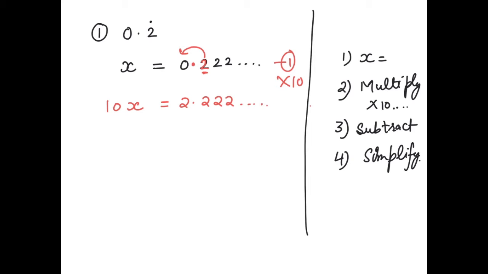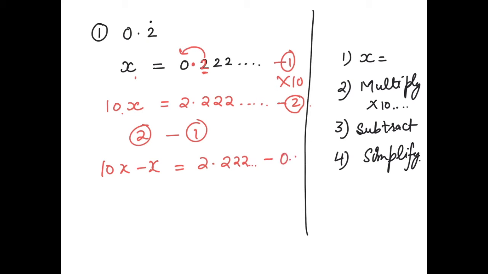So it will be 2.222, again repeating. Now you can see we have two equations. If you subtract equation 1 from equation 2, you get 10x minus x on the left, and 2.222 minus 0.2, etc. on the right. 10x minus 1x gives 9x, and subtracting the right side gives only 2. So x will be 2 over 9.